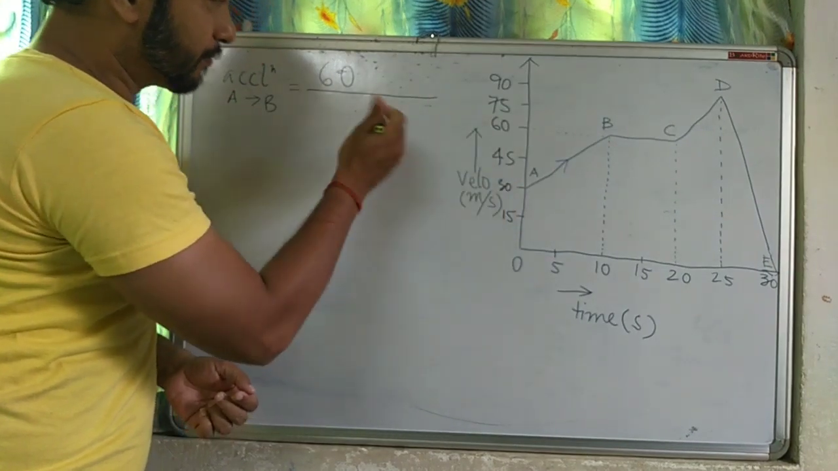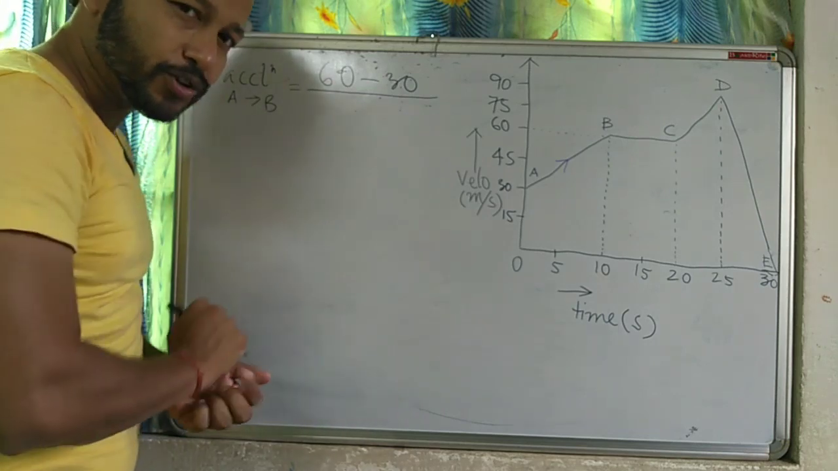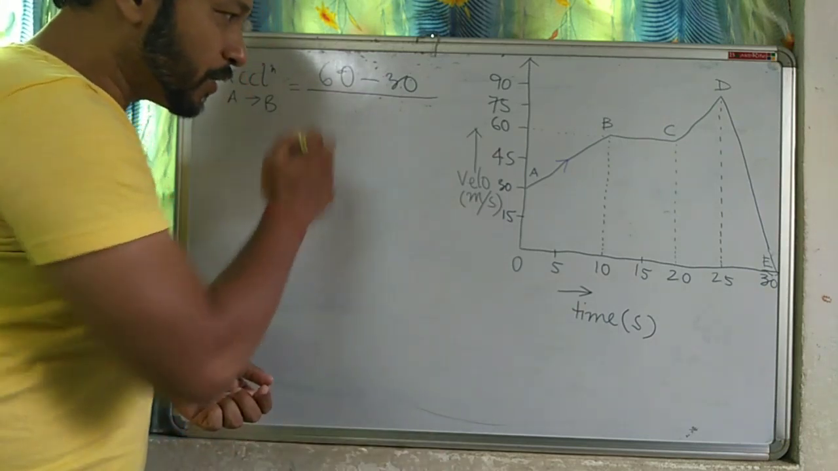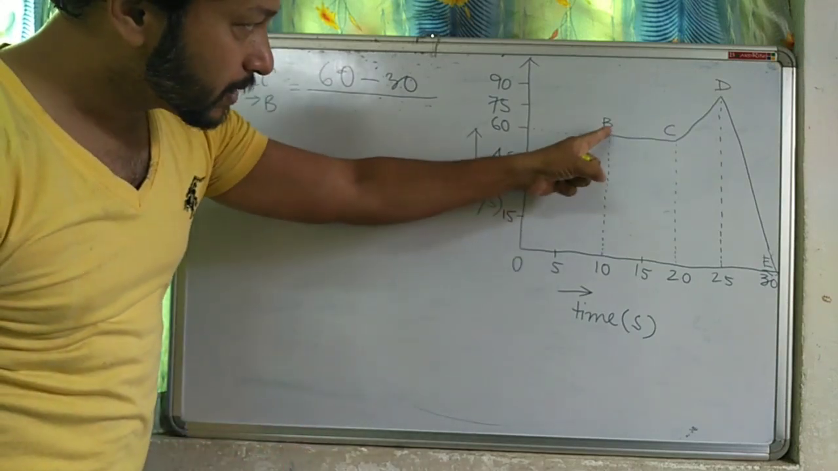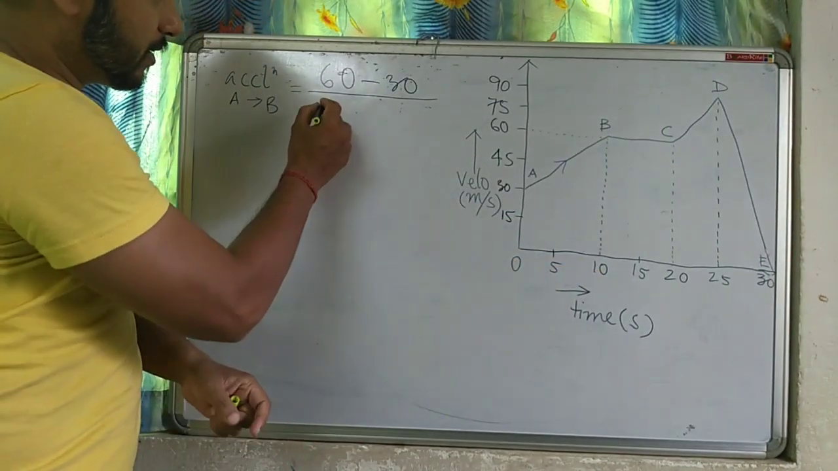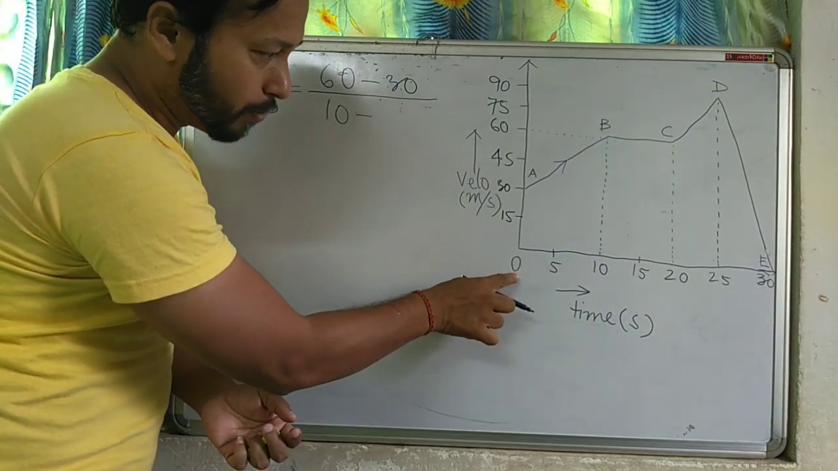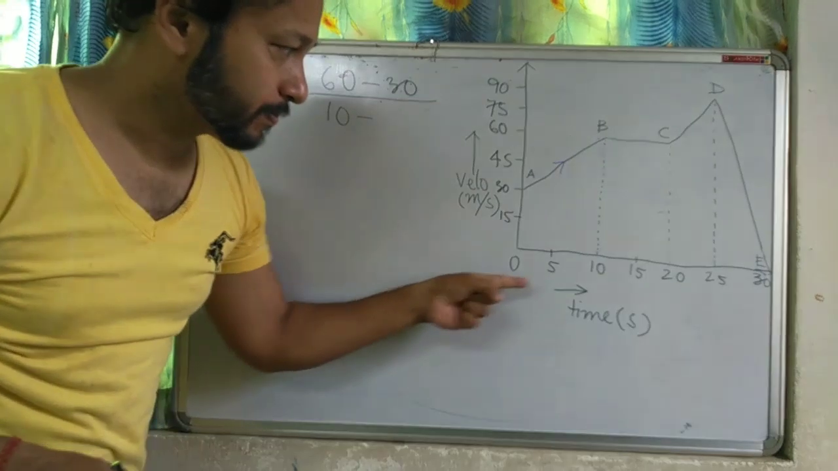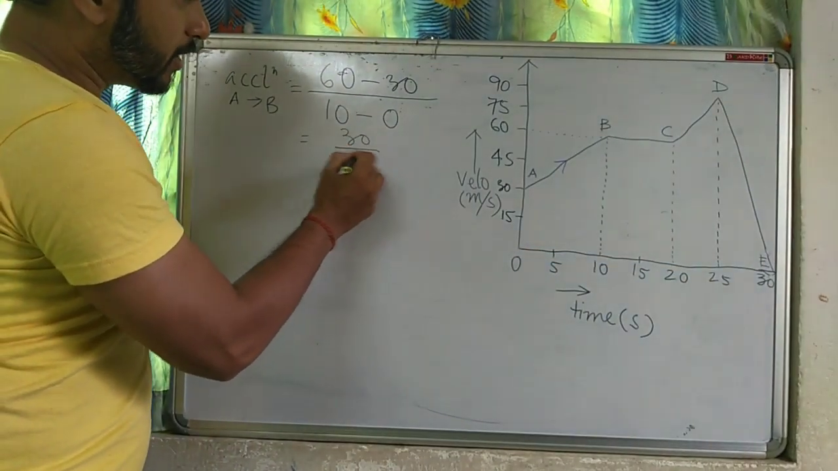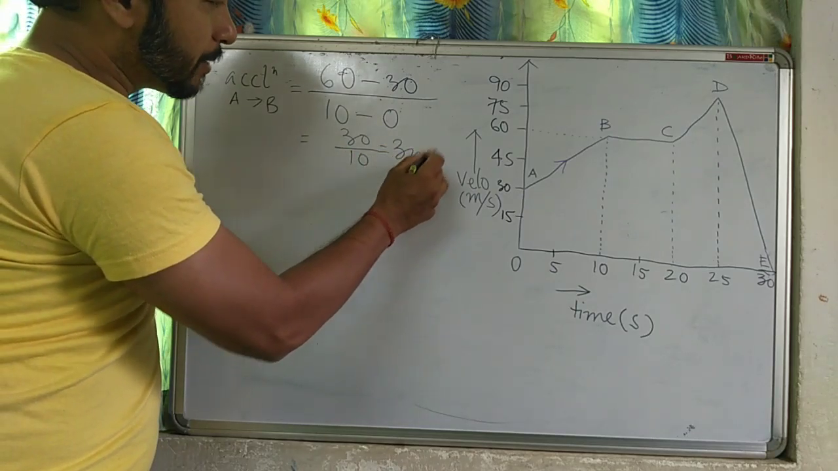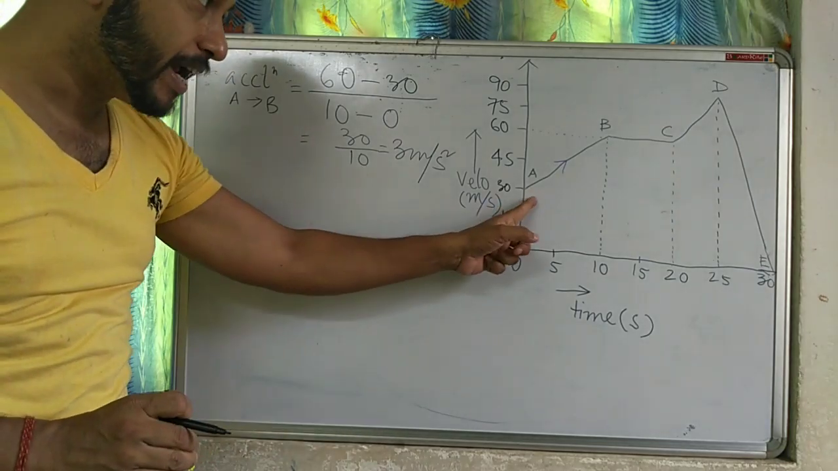What is the initial velocity at A? 30. So final velocity minus initial velocity, divided by final time minus initial time. What is the final time? 10. What is the initial time? 0, because this is time. So 30 divided by 10, that is 3 meter per second square. This is the acceleration of the object when it is going from A to B.